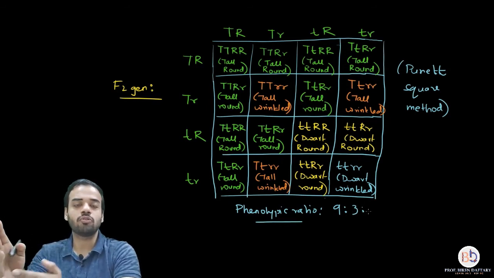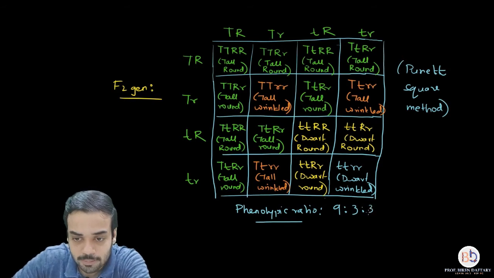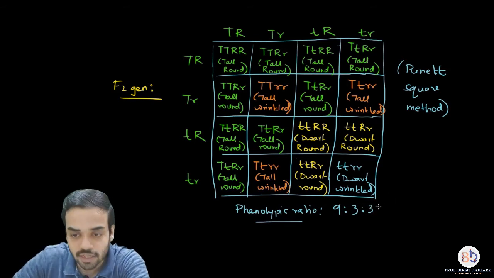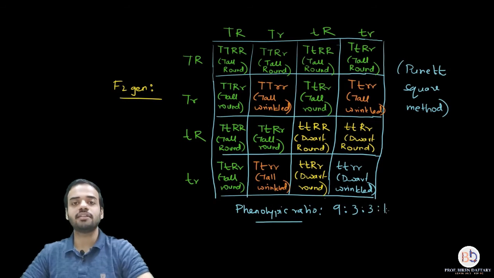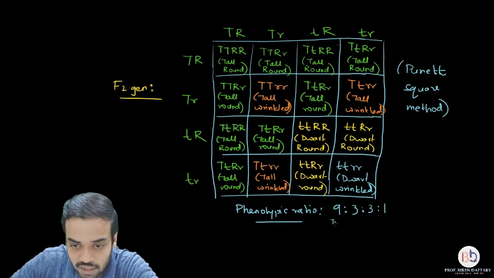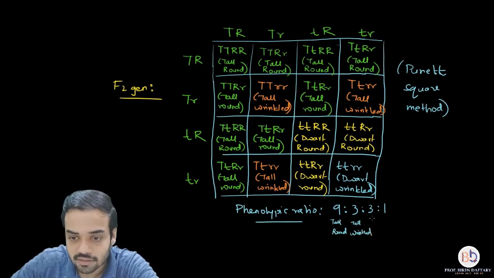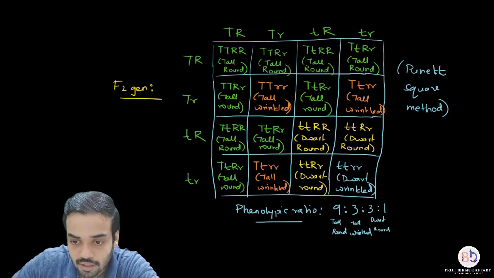Okay. Now let us go with dwarf. So first combination is going to be dwarf round. There are 3 phenotypes, so 3, and last is dwarf wrinkled, that is 1. Are you getting this? Okay. So over here, if you want, I will write down. These are all tall round. These are all tall wrinkled. This is dwarf round, and the last one is dwarf wrinkled. I hope this is clear.